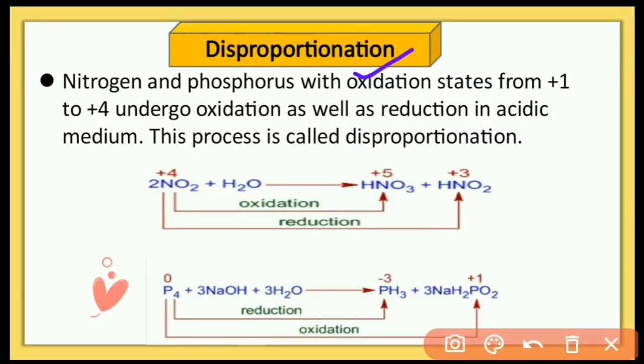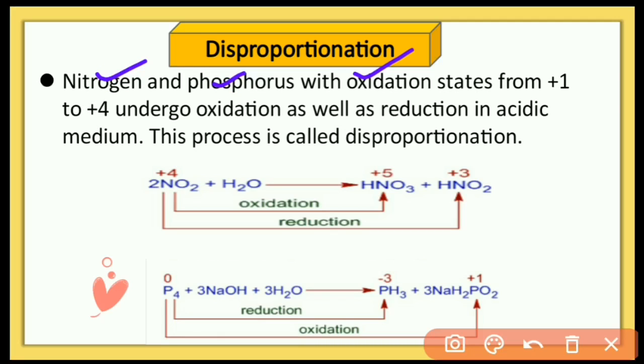Disproportionation. A chemical reaction in which the same element is oxidized as well as reduced is called a disproportionation reaction. In group 15, nitrogen and phosphorus show disproportionation because they show variable oxidation states by oxidation as well as reduction.